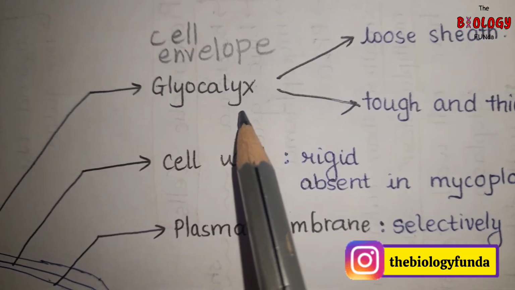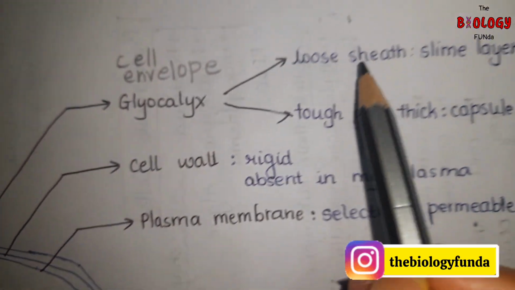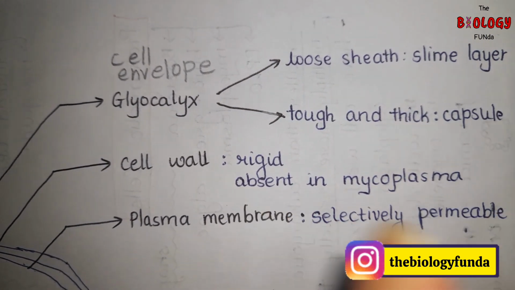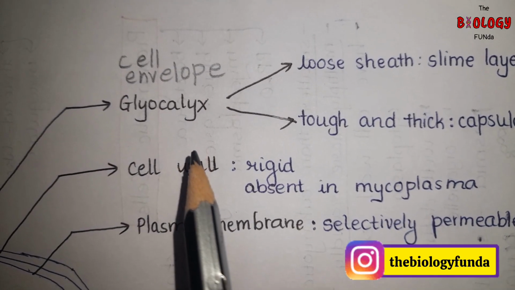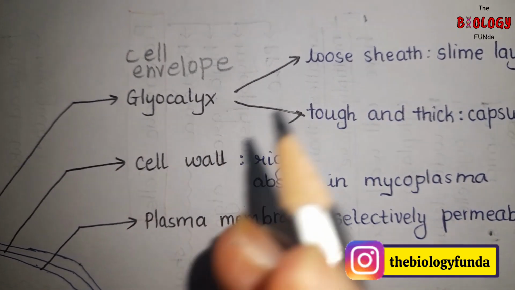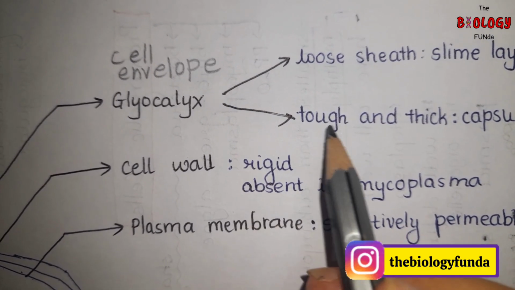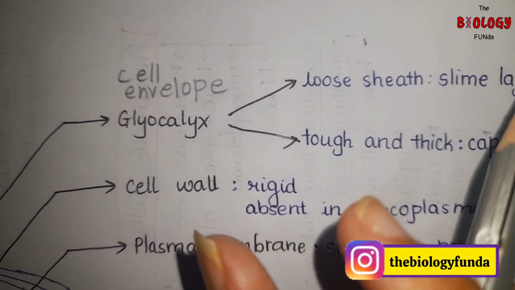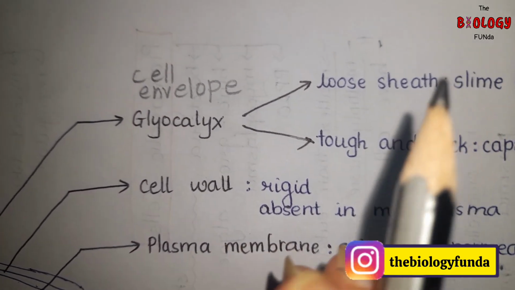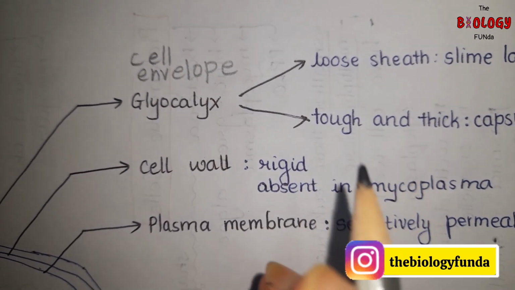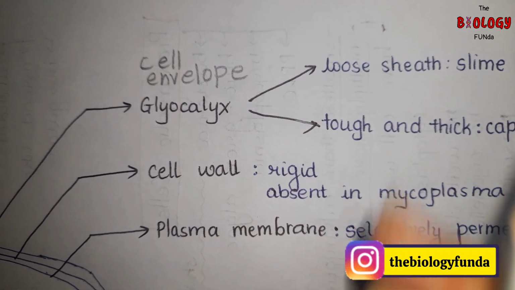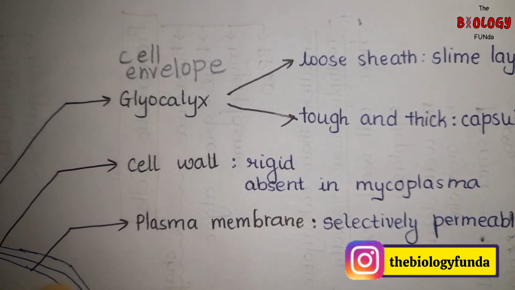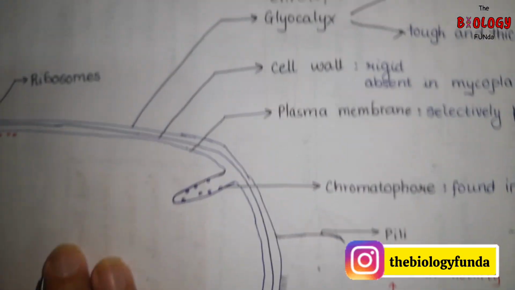Now this glycocalyx, if it is loose sheath, it is called as slime layer. Loose sheath, that means it will retain moisture. It prevents the bacteria from drying. Next, if it is tough and thick, the glycocalyx is called as capsule. If you have seen the capsule medicine, you see it is very thick and the content which is there inside it cannot be leaked because it is very thick. Likewise, this capsule helps in the protection of the content inside the prokaryotic cell.